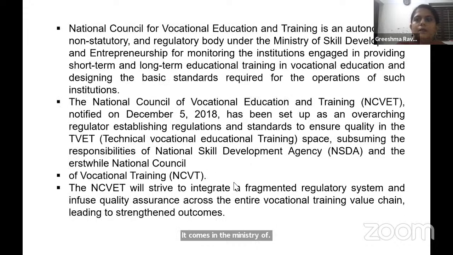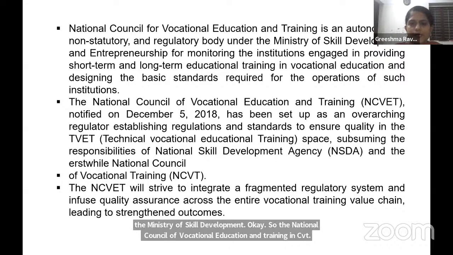Okay. So, National Council of Vocational Education and Training is an autonomous, non-statutory and regulatory body under the Ministry of Skill Development and Entrepreneurship for monitoring the institutions engaged in providing short-term and long-term educational training in vocational education and designing basic standards. So, in vocational education, what all standards are needed, how it should be operated, how the institution should be operated, all these come under the National Council for Vocational Education and Training. It is a regulatory body that comes under Ministry of Skill Development and Entrepreneurship. Okay. So the National Council of Vocational Education and Training, NCVET, was notified on December 5, 2018.